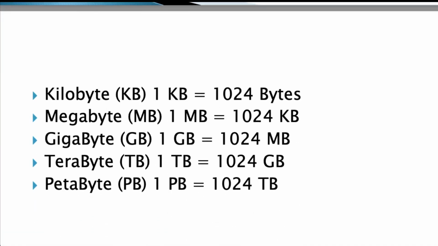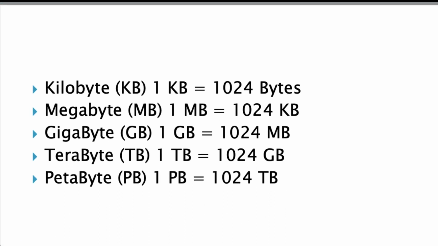We have units like KB, MB, GB, TB, and PB that you might have seen. 1024 bytes make up 1 KB, 1024 KB make up 1 MB, megabyte. 1 gigabyte is 1024 MB. 1 terabyte, most of the hard disks, external hard disks as well, come with this storage capacity, right? 1 terabyte is nothing but 1024 GB, and 1 petabyte is 1024 terabytes, such a huge space.